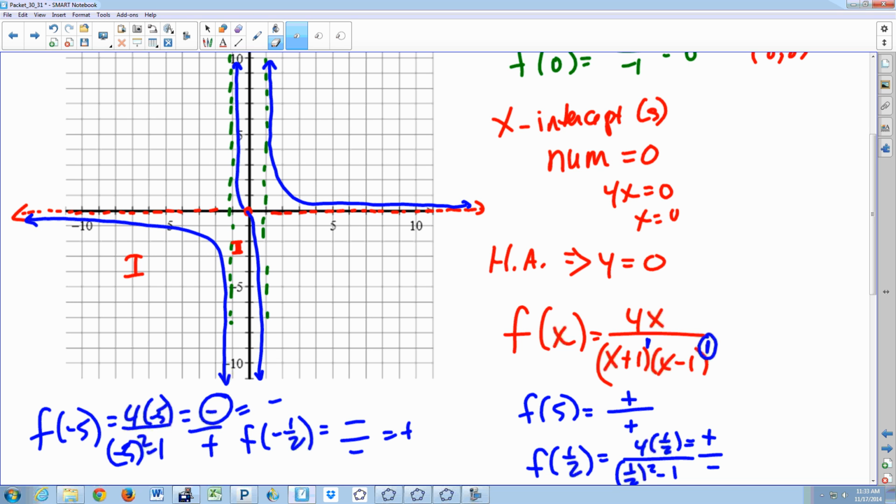No, the origin is an actual value because the holes are at 1 and -1. It's okay for x to be 0. So if I put a 0 in here, I get 0 in the numerator and I get -1 in the denominator. 4 times 0 over 1 times -1 is 0 over -1, which is 0. It's what makes my numerator 0, which is okay to have a 0 upstairs.